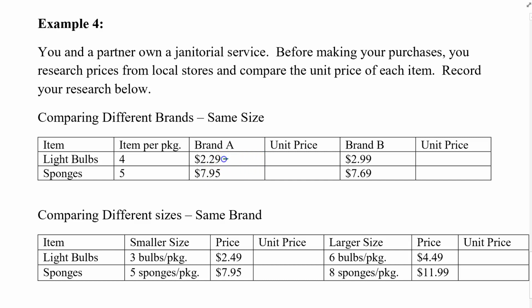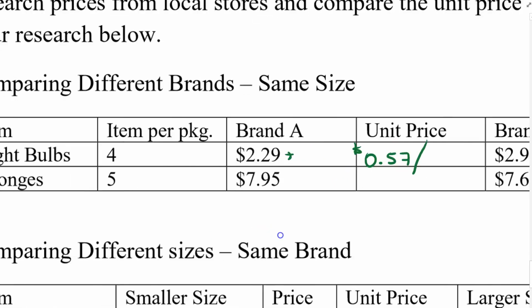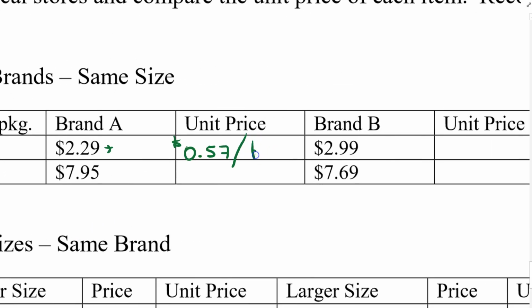$2.29 here. I'm going to show my work here. Can I zoom in? There we go. $2.29 divided by 4. That's how I do this. 2.29 divided by 4 on my calculator, I get 0.5725, but I want it to the nearest cent. So I look at this and I say, okay, this number is not 5 or greater, so I'm just going to get rid of that. I'll say dollars per bulb.